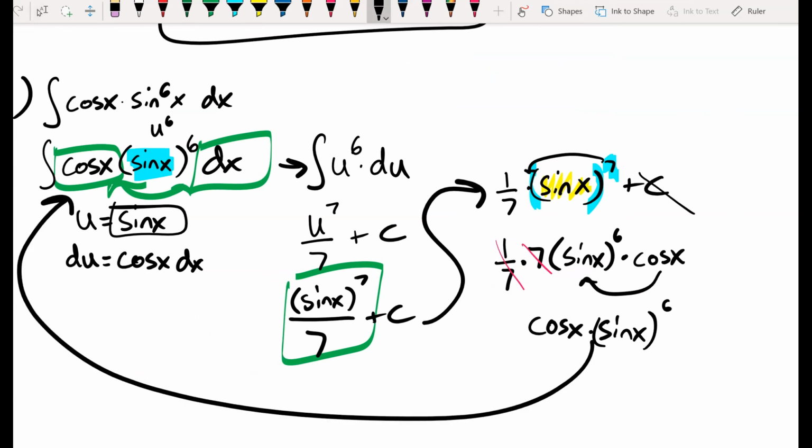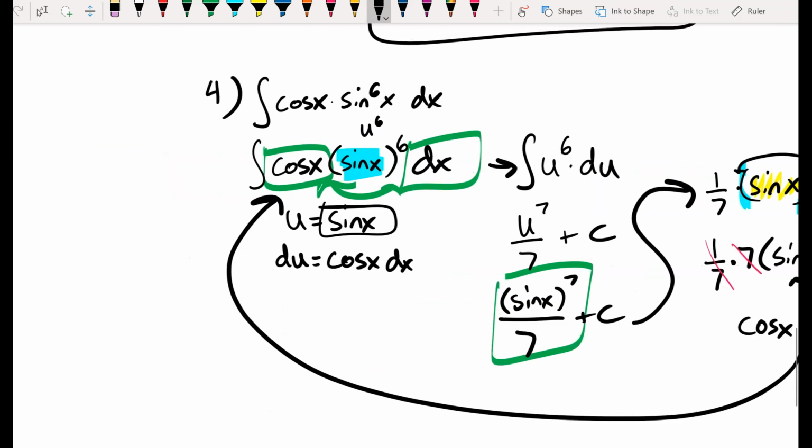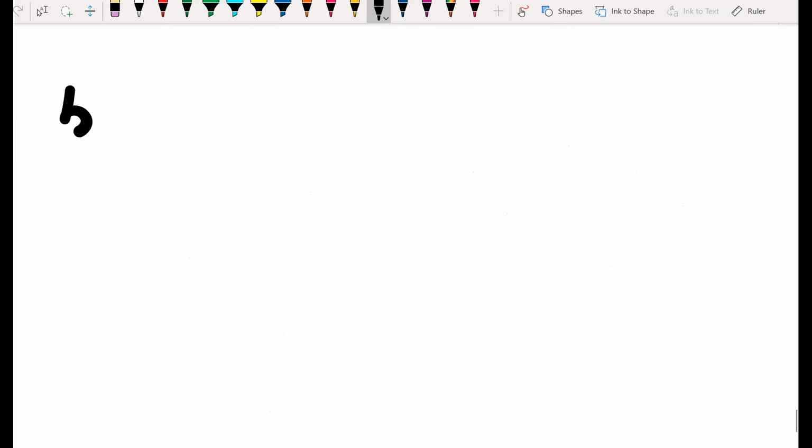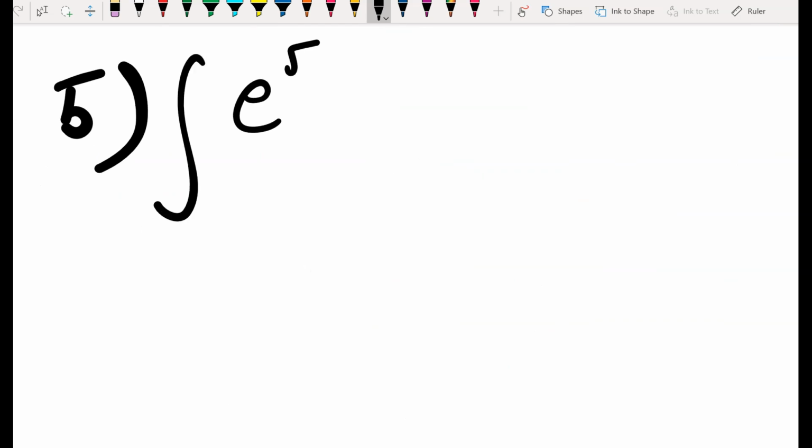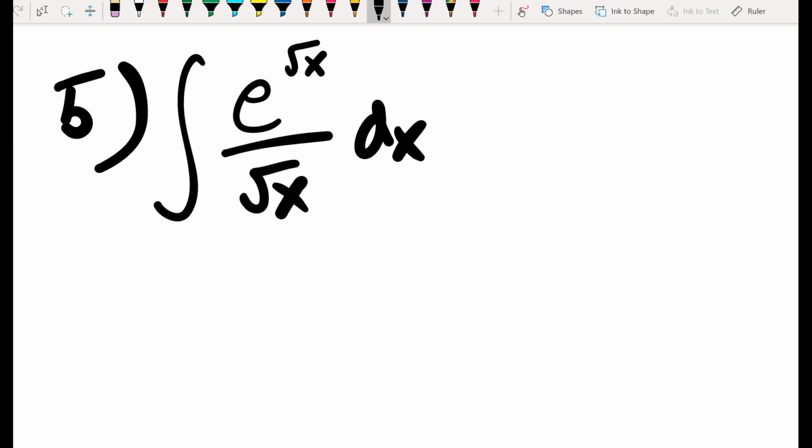You could absolutely check each of your answers by differentiating as long as you're careful. So let's try a couple more examples. For number 5, let's take a look at the integral of e to the radical x over radical x dx.